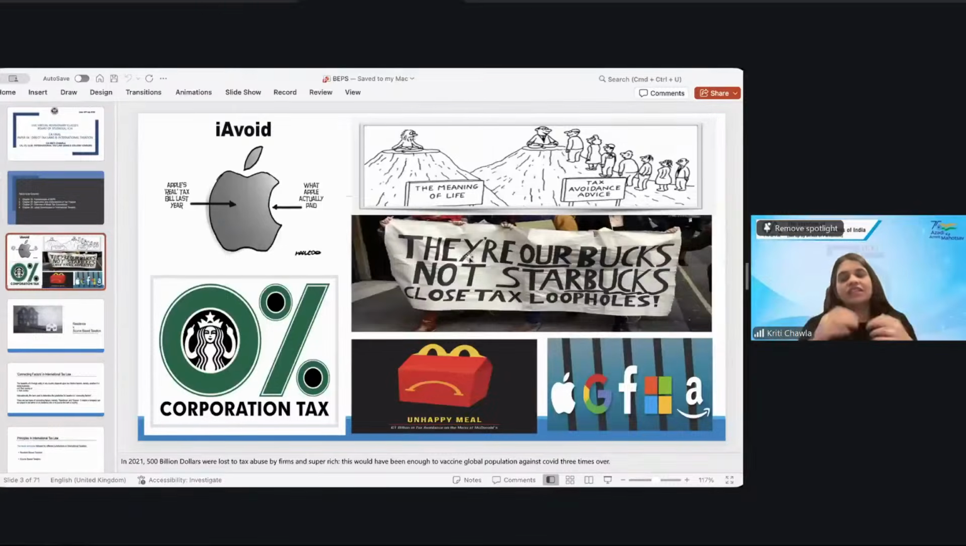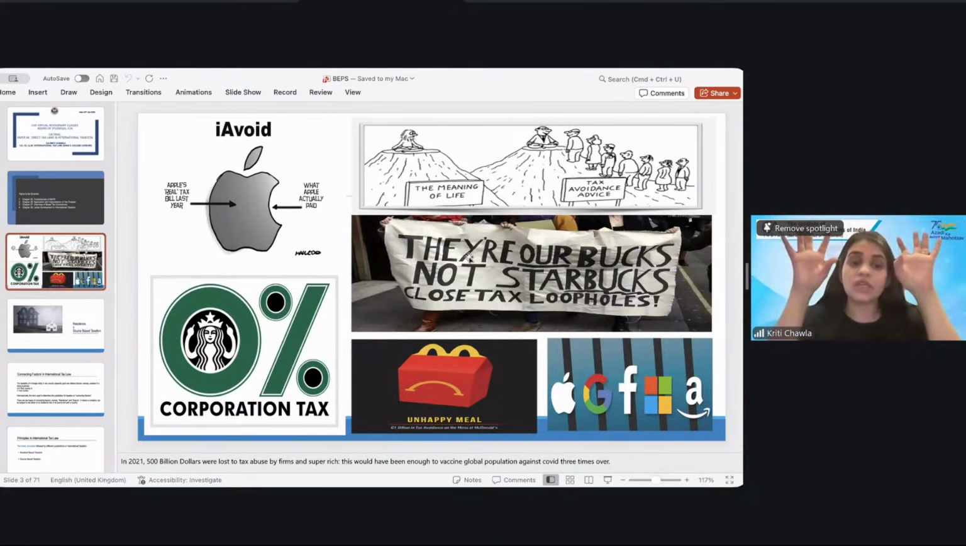Okay, if you look at this kind of picture, it was actually in 2021 that $500 billion was lost to tax abuse by firms and the super rich. Now, this amount of money would have been enough to vaccinate the global population against COVID 3 times over. Just trying to give you a little perspective on the amount of money that was actually involved.